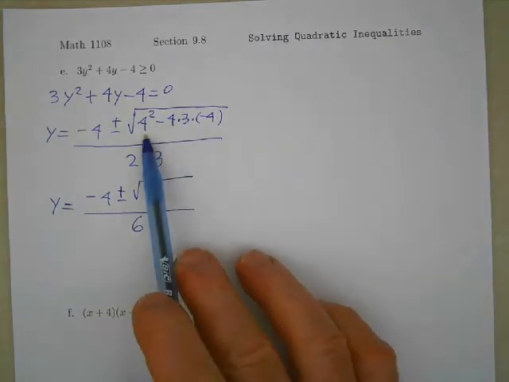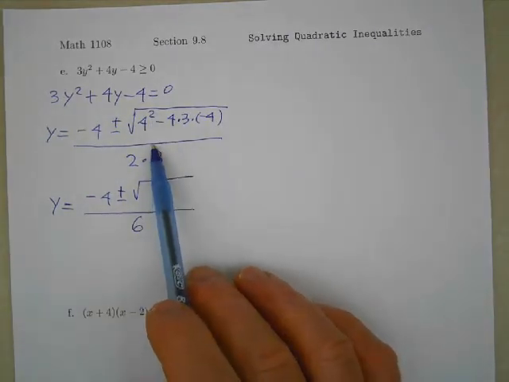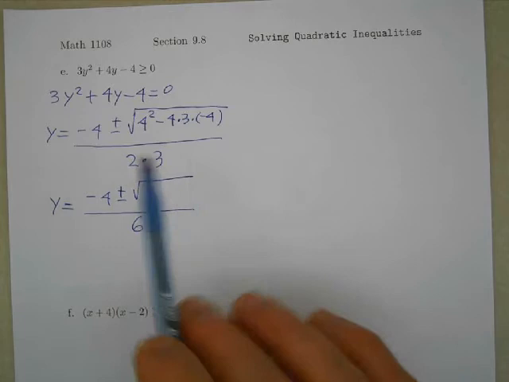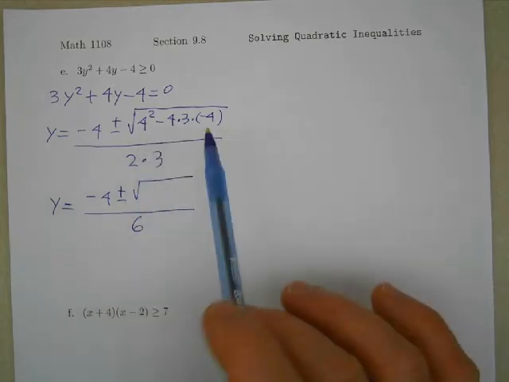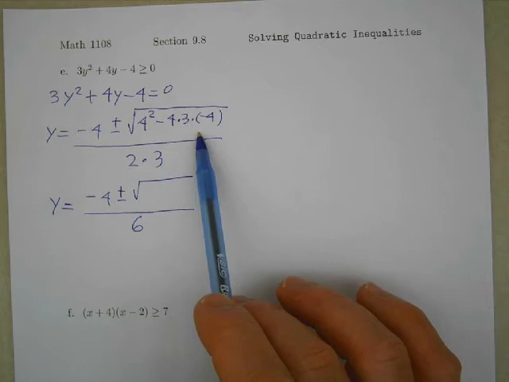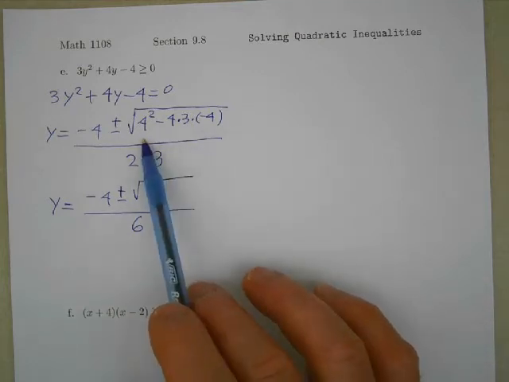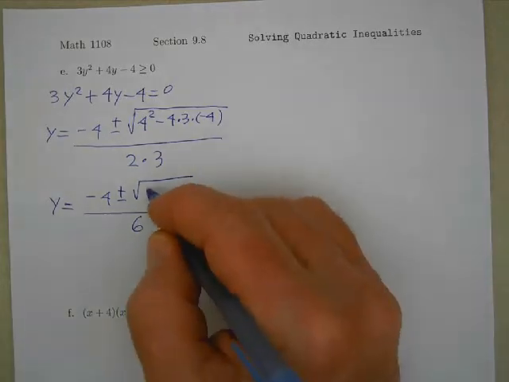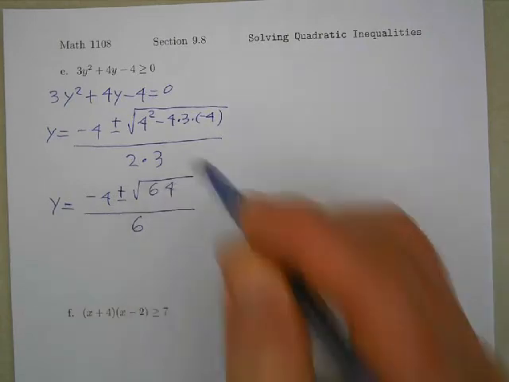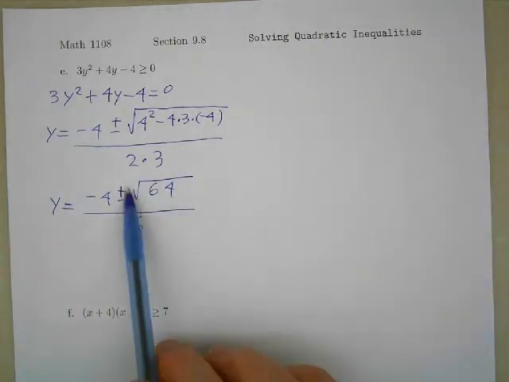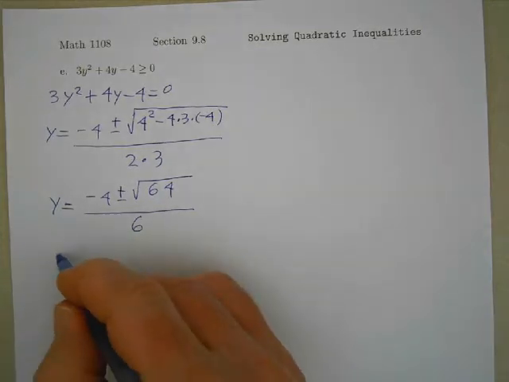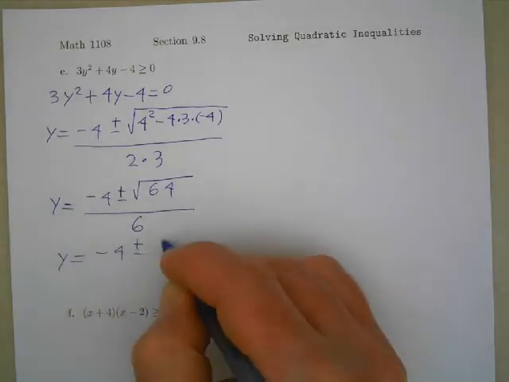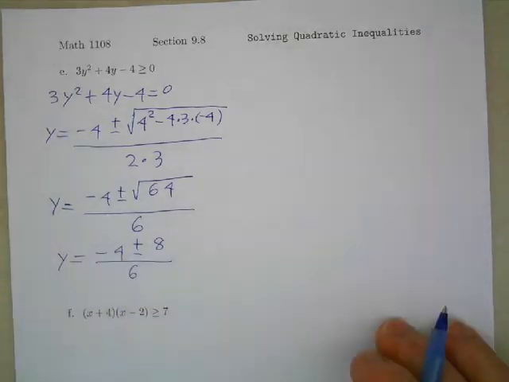So inside the square root, 4 to the second is 16, and we're subtracting 4 times 3 times negative 4. So that is 16 minus negative 48, which is the same as 16 plus 48. 16 plus 48 is 64. So we got a nice square root of a perfect square this time. So we'll write this as y equals negative 4 plus and minus 8, all divided by 6.